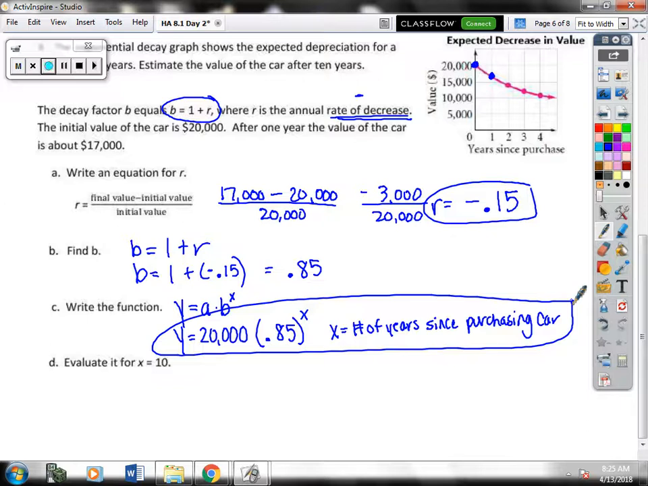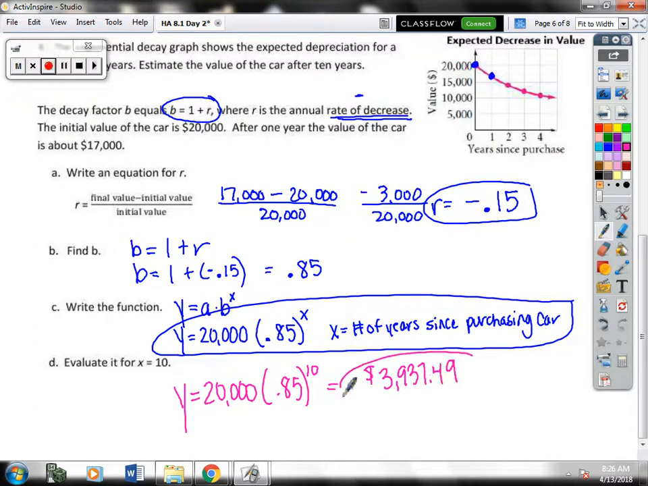And then last but not least, we're going to evaluate this for finding the cost of the car at year 10. And then that all goes in our calculator with our caret key. And we should get 3,937.4. No. It's not worth a whole lot.